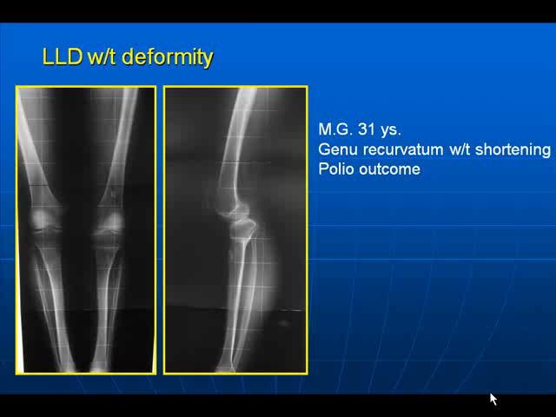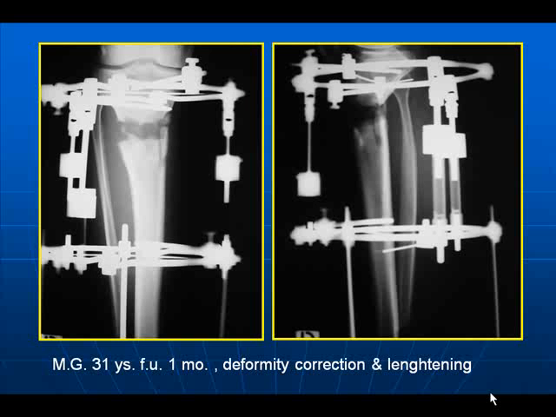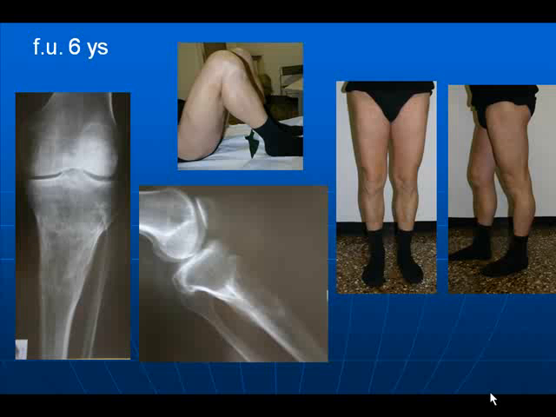For example, this case of genu recurvatum due to polio in young man with shortening, treated with Ilizarov device, proximal osteotomy, correction of deformity and lengthening, 6-month X-ray, X-ray and the clinical control at 6 years.